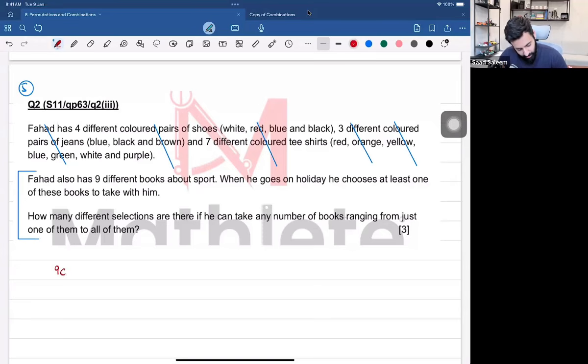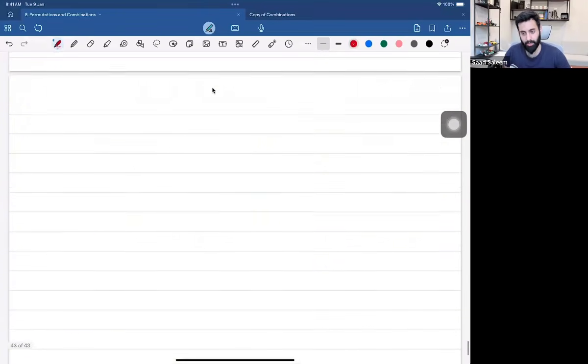So that means, what if he takes 1? How many ways can he take 1 book from 9? That's 9C1. What if he takes 2? So that's 9C2. Now, because these are different possibilities, these are separate conditions. These are separate ways of meeting the restriction that's given in the question. So 9C1 will be separate, 9C2 will be separate, 9C3, and then we will do this all the way to 9C9. You add them up, 511 is the correct answer. Okay, good job.